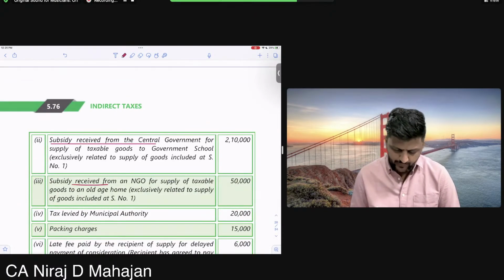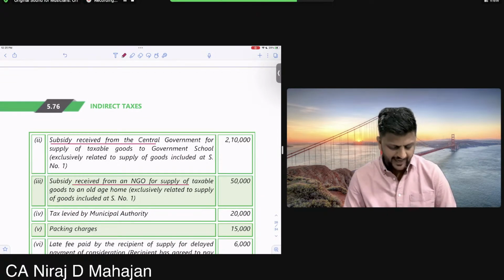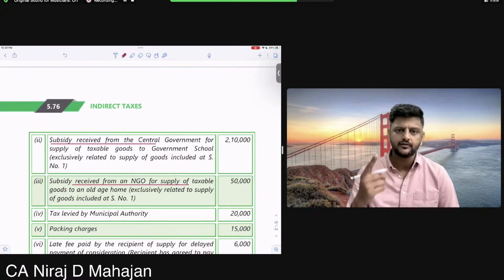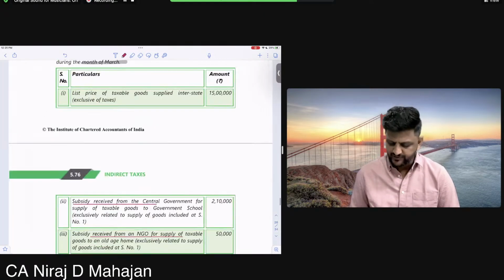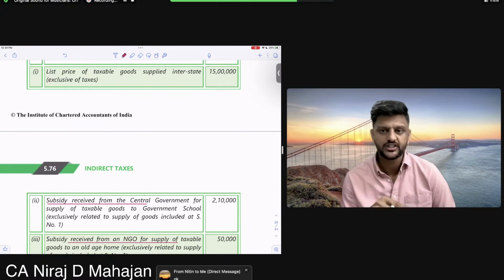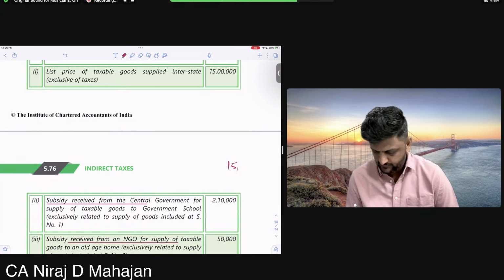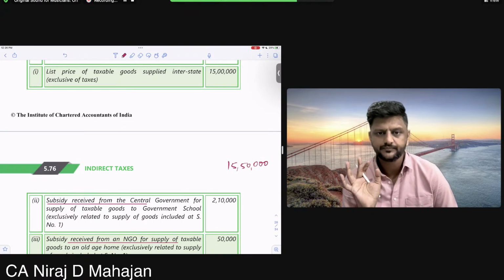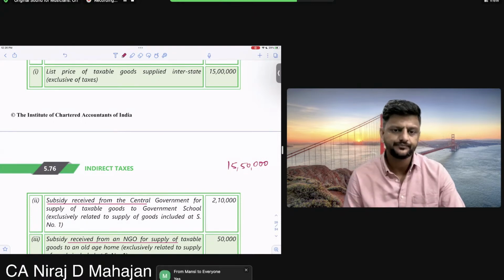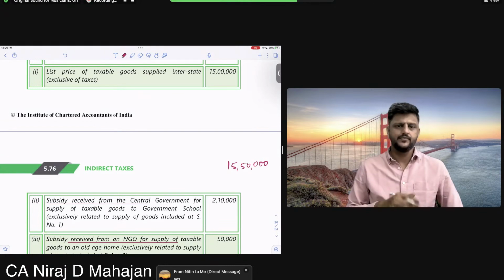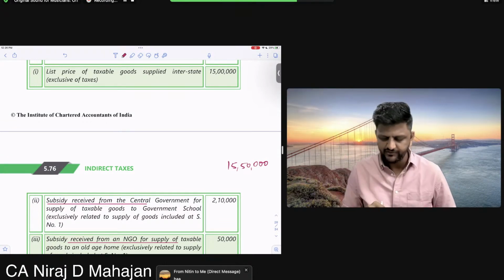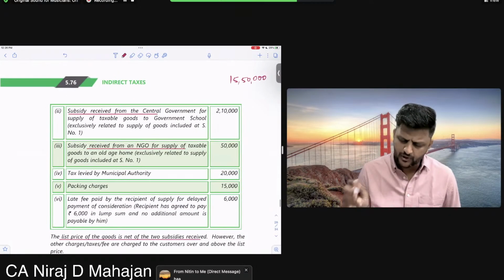And subsidy received from an NGO for supply of taxable goods to an old age home, again for that. Are you getting my point? This 15 lakhs is net of subsidies, or no? Yes, both the subsidies. Government subsidy is allowed, that NGO subsidy is not allowed. So what is my value of supply? To begin with, all of you agree? 15 lakhs is after a subsidy, so which is not allowed, I am adding it back. 15 lakh 50. Okay. Tax levied by municipal authority, add.